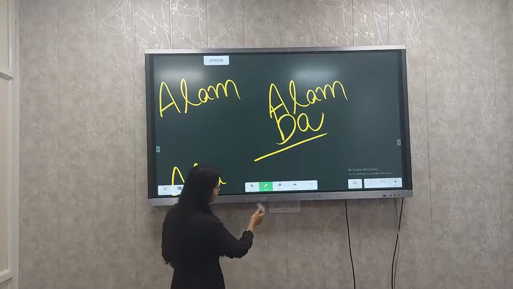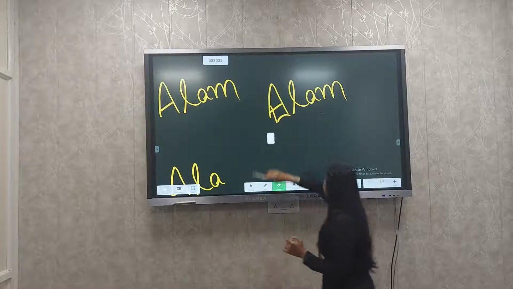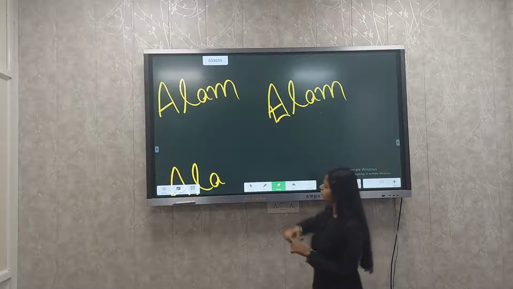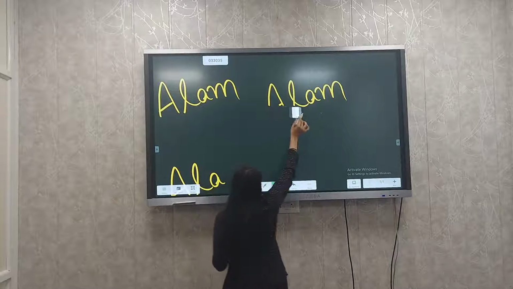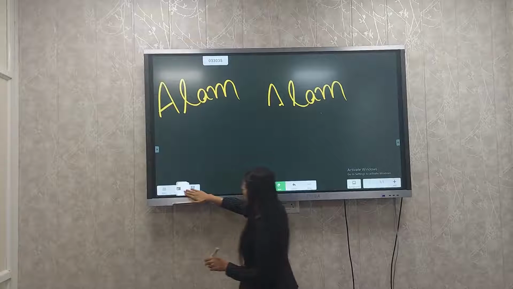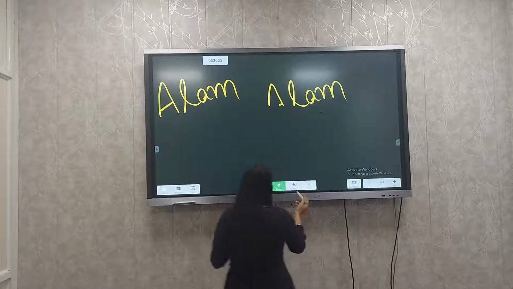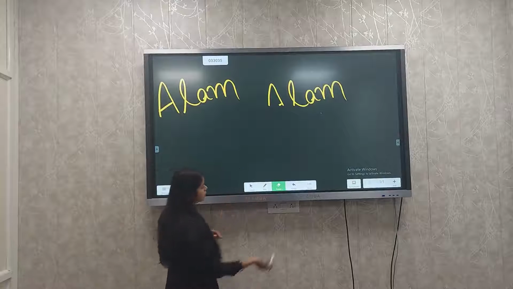Then let's get to another thing, that is eraser. If I want to erase something, if you don't want to use this stylus for erasing, you can use your hand as well. See, the eraser changes the size according to the palm. Then let's get back. We want to undo the things. Just click on undo.